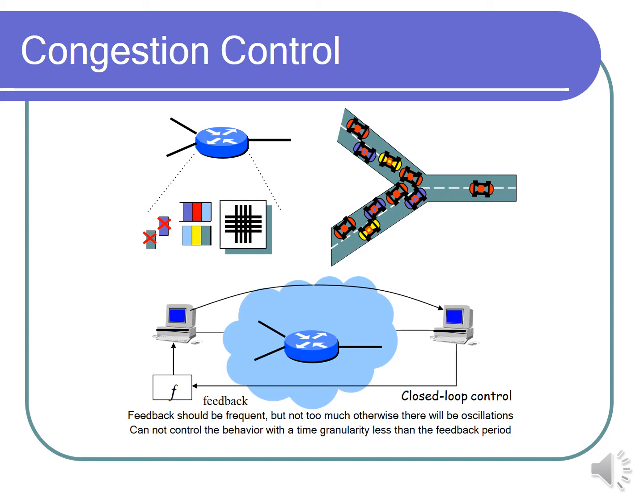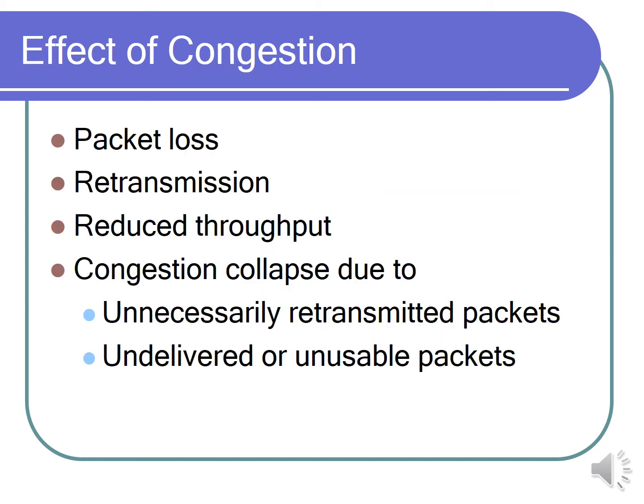Then the satellite will have many interferences. And the feedback closed loop control, system to system communication. The closed loop control feedback should be frequent but not too much, otherwise there will be oscillation and we cannot control the behavior. Packets may be lost, causing retransmission and reduced throughput. So congestion collapse is due to unnecessary retransmission. Congestion leads to unnecessary retransmission of packets, which are then undelivered and unusable.